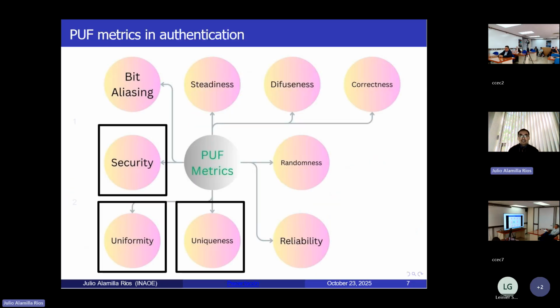To evaluate the quality of a PUF, certain parameters known as PUF metrics were used. In authentication, the most important ones are security, which measures how robust the device is against attacks, uniformity, which determines the randomness of the responses, and uniqueness, which indicates whether each device is truly different from other instances of the same architecture.